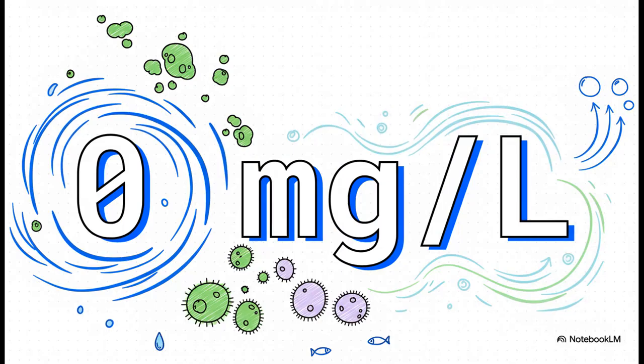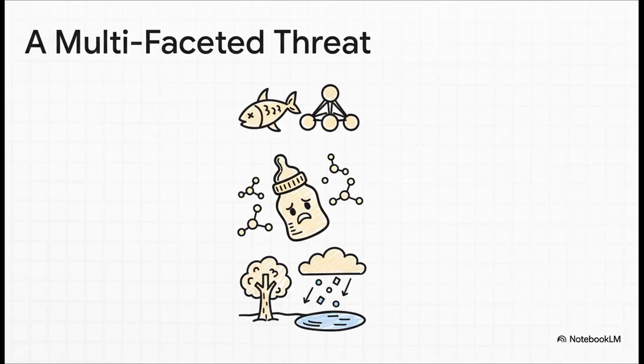And the end result of that feeding frenzy is this: 0 milligrams per liter of dissolved oxygen. The water becomes what's called anoxic. It's now officially a dead zone, a place where fish, crabs, you name it, literally can't breathe. They either have to get out of there fast or they die. It's that simple. And the damage, believe it or not, doesn't stop there.